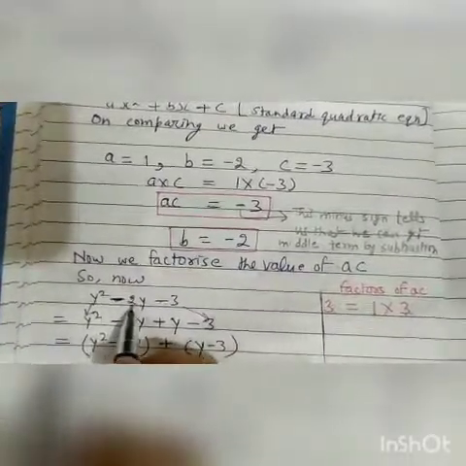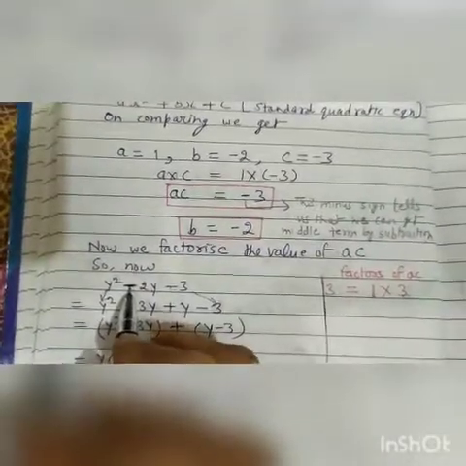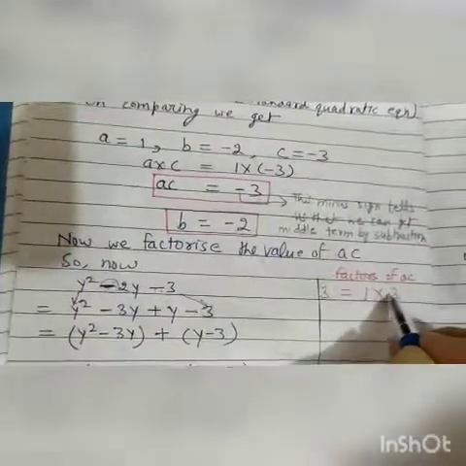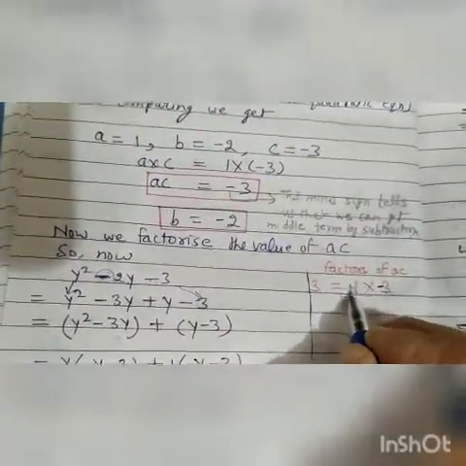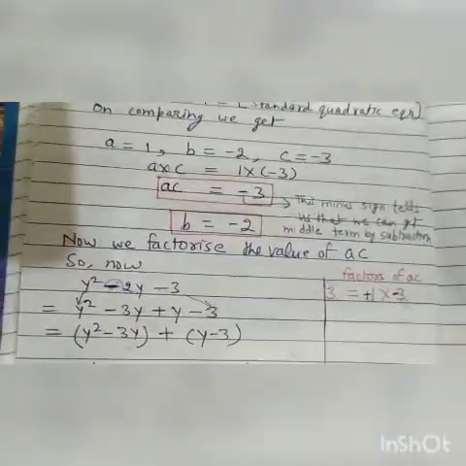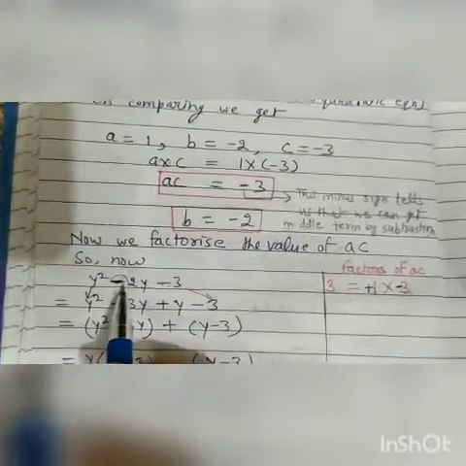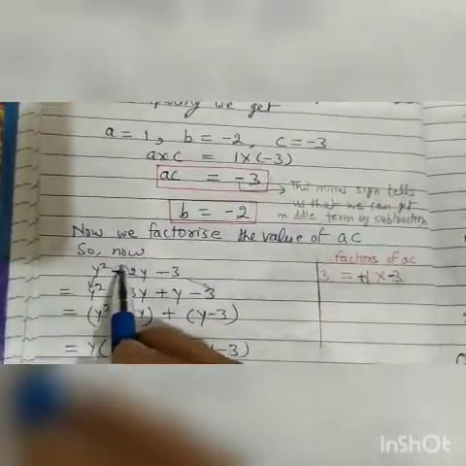The sign of the middle term is minus. So we will put this minus sign with the greater number, and with the smaller number we will put the opposite sign. Again, see this step. This is the most important step: how we will adjust, how we will arrange the signs.